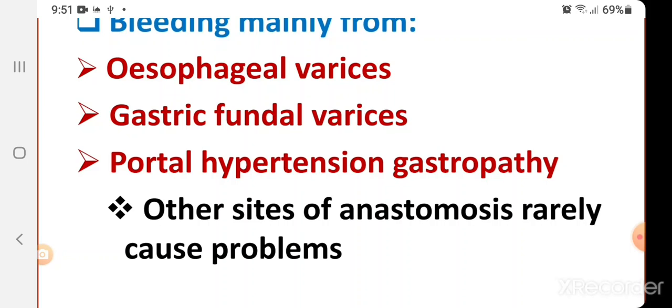If you cannot stop them, you have to remove the whole stomach by surgery, and this is a very bad thing. So it is very difficult, and it's a very complicated thing. Fortunately, it is not very common. It can occur, we have seen it, but it's not very common. Other sites of anastomosis, as I told you, in the rectum and in retroperitoneal, they rarely bleed.